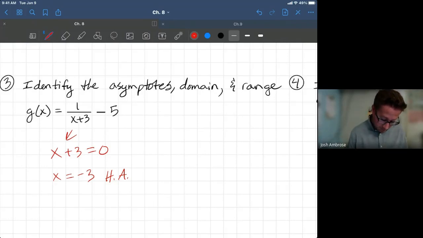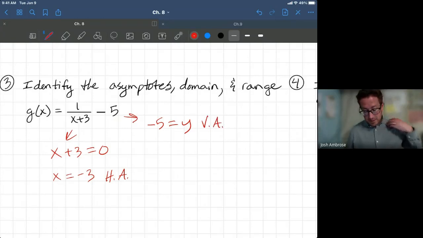Now, for a vertical asymptote, there's really nothing that you're solving for. It's just given as is. Okay, so that means that the vertical asymptote is simply that, -5. Okay, and that's going to be equal to y. And this is our vertical asymptote.